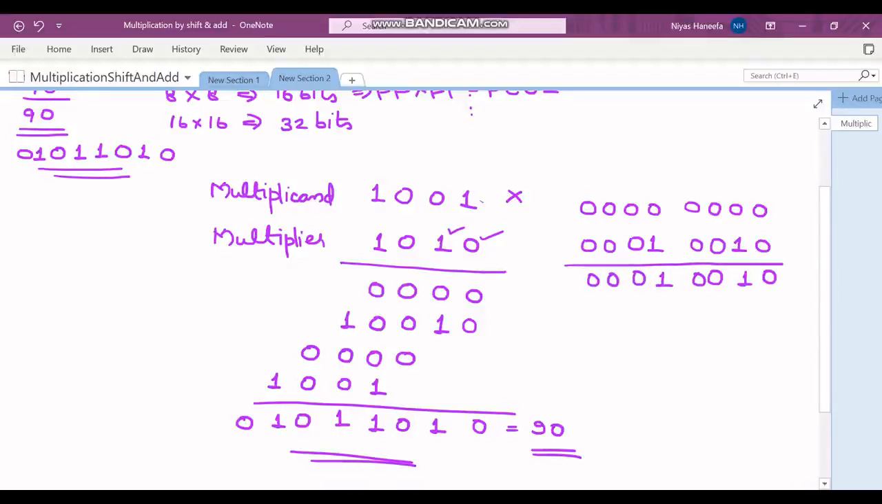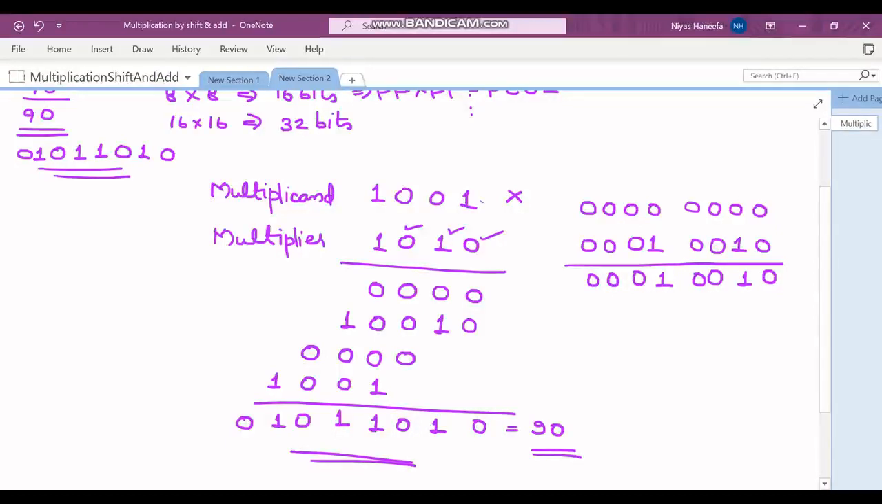Then again the multiplicand is shifted by one bit to the left. So this one, when it comes, the multiplicand here becomes, this one will come here, and this one is there, one more bit to the left. Then we will take the next bit, it is 0. So there is no need to add to the result, but again the multiplicand will get shifted by one bit to the left. So again I am going to write.